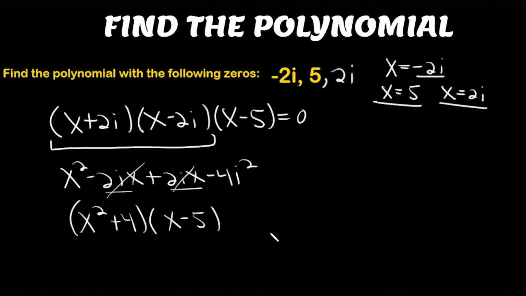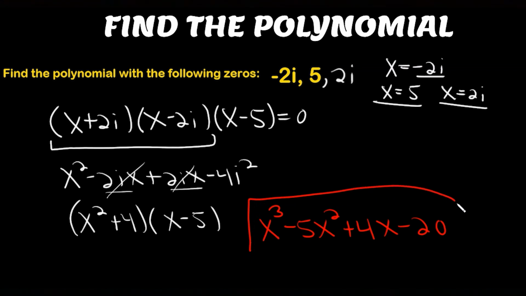And if we do FOIL, we get x cubed, then we get negative 5x squared plus 4x and then minus 20. Okay, so this is done. We can't combine any like terms here. This polynomial is completely simplified down, and we're done.